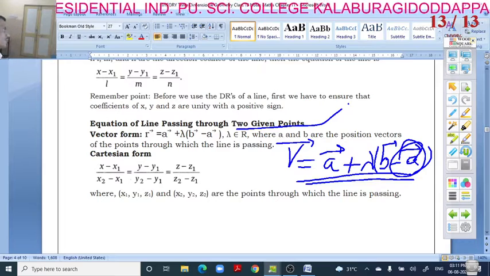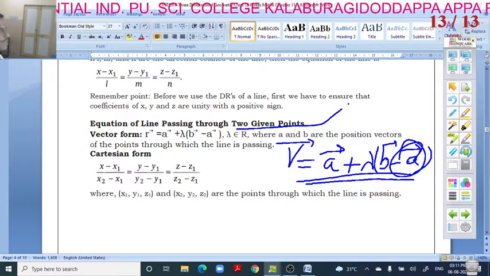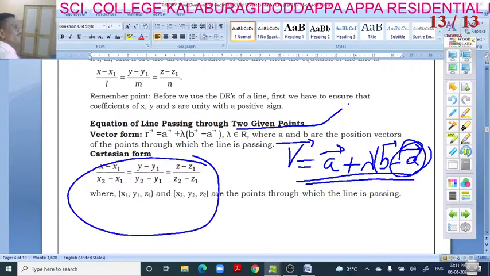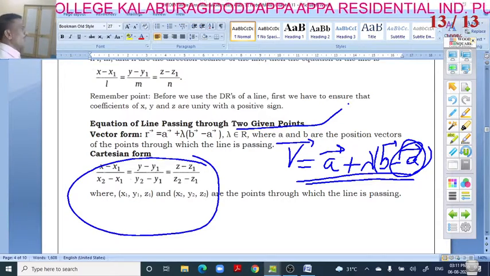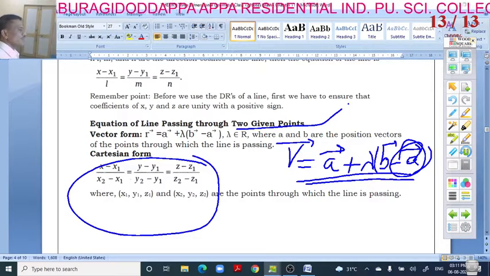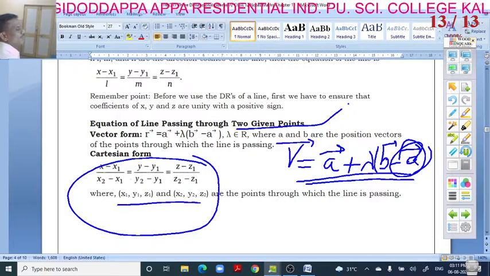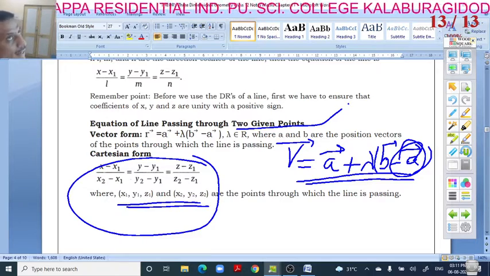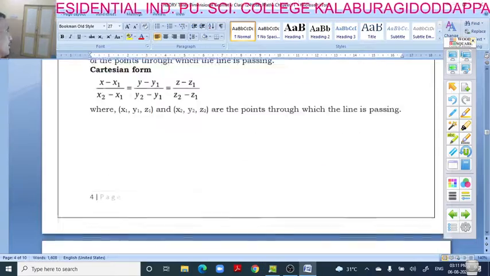Similarly, in the Cartesian form, (x minus x1) divided by (x2 minus x1) is equal to (y minus y1) divided by (y2 minus y1) is equal to (z minus z1) by (z2 minus z1), where (x1, y1, z1) and (x2, y2, z2) are the points through which the line is passing.